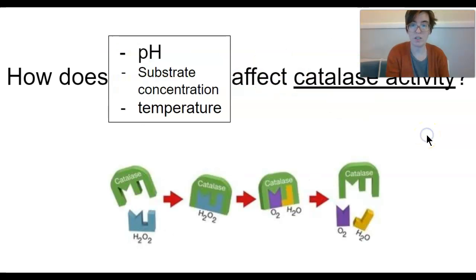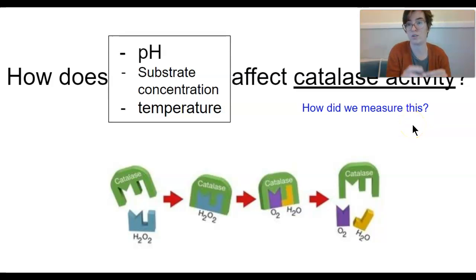And what we did is we changed 3 different things in order to see how each one of those things affected the catalase activity, or in other words, affected how fast this reaction was happening. Catalase activity is measured from bubbles. So we measured in some cases the height of the bubbles and in some cases the volume of the bubbles. And the more bubbles we had, the more this reaction is happening.